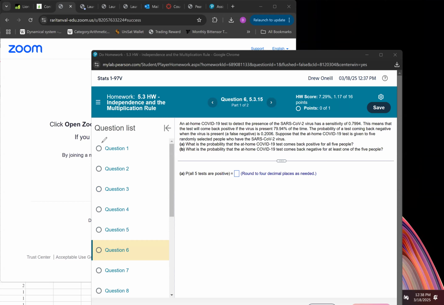We have the probability of getting positive. Let's detect the presence. The sensitivity. So it means the likelihood of it correctly detecting SARS is this number, which is 79.94%. So if we were to take what the question is asking, if you took 5 tests or 5 people, what's the probability if they're positive? It would be this to the 5th power, right? So it's like multiplying it 5 times by itself. And then for the second part, you're just using this probability, 0.2006 to the 5th, okay?